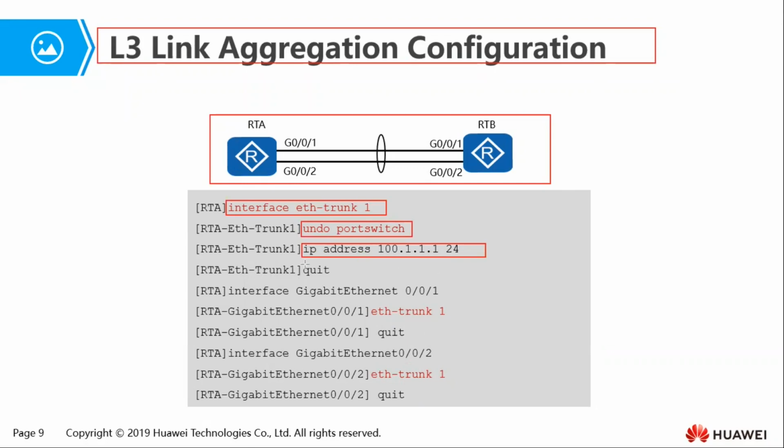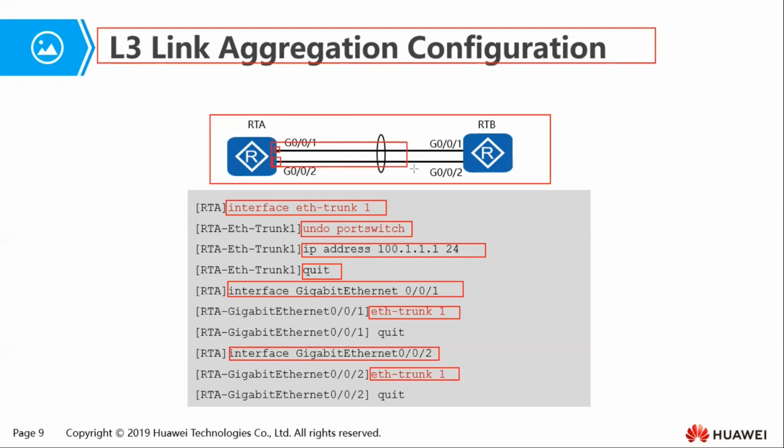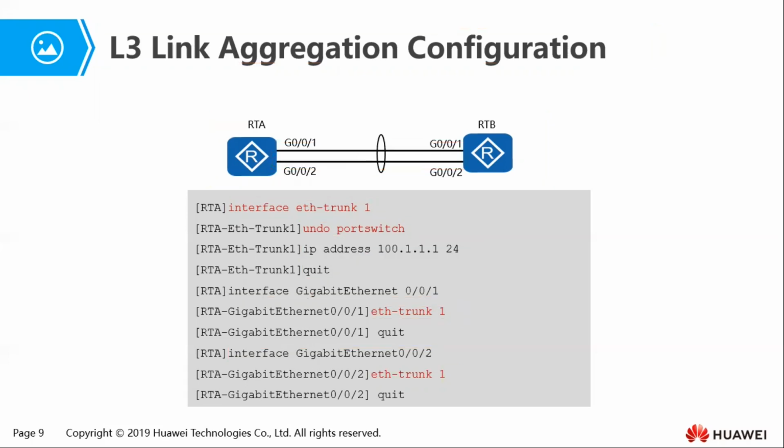Then after that, we can quit. Then we go to interface gigabit Ethernet 0/0/1. We add it to the Ethernet trunk. We go to G0/0/2. We add it to the Ethernet trunk. So now, these individual physical interfaces do not need an IP address because they are going to use the IP address of the Ethernet trunk. So the physical interfaces will not need an IP address. Okay.